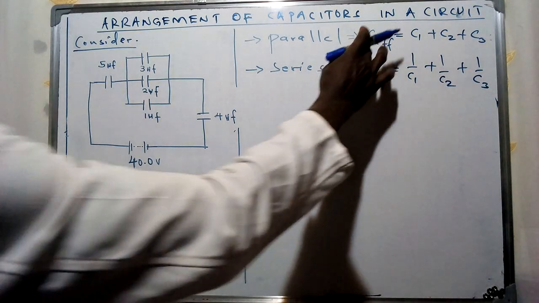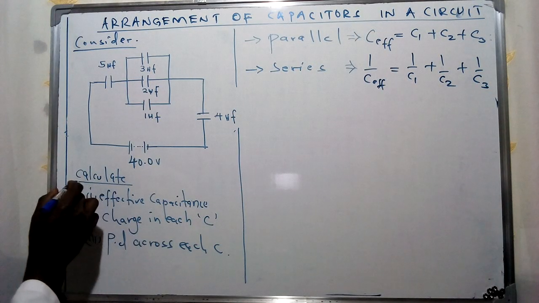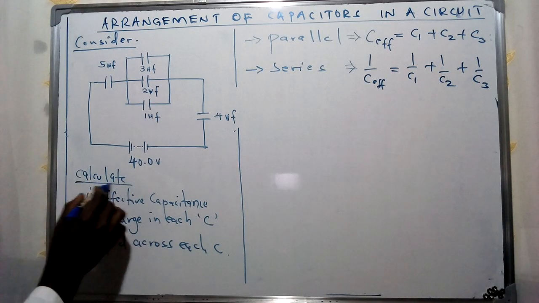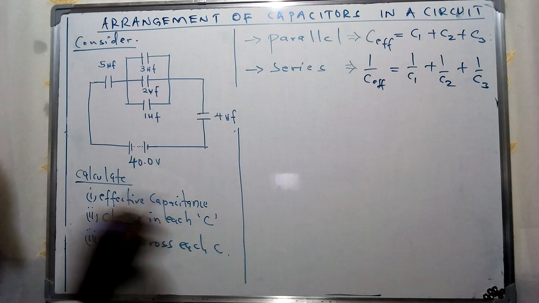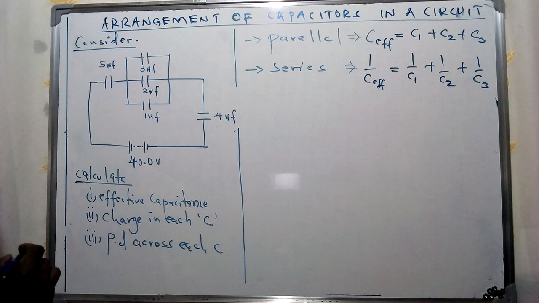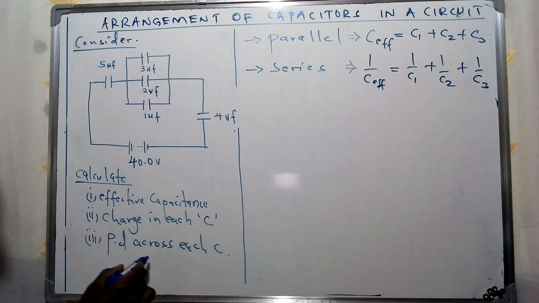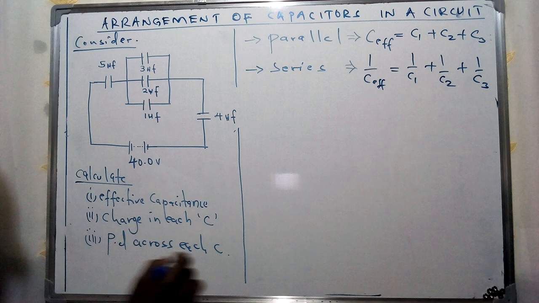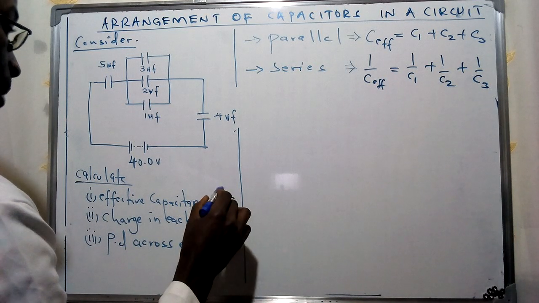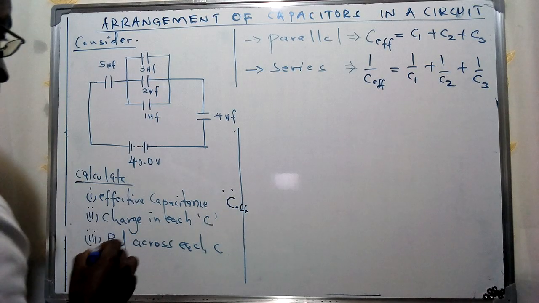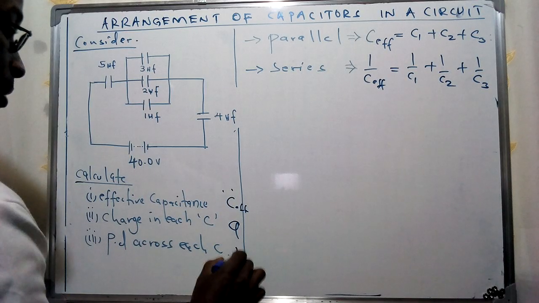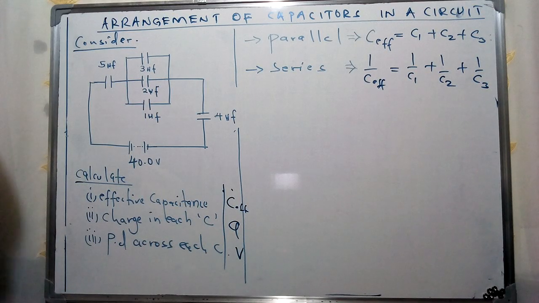So therefore, we're going to consider the two formulas. And in this case, if we look at the requirement for this specific problem set, we are required to calculate the effective capacitance, and then the charge in each capacitor given in this specific arrangement, and then the potential difference across each capacitor. So we're required to evaluate C effective, and then we're going to find Q in each capacitor, and then lastly, we're going to look at the concept of V.